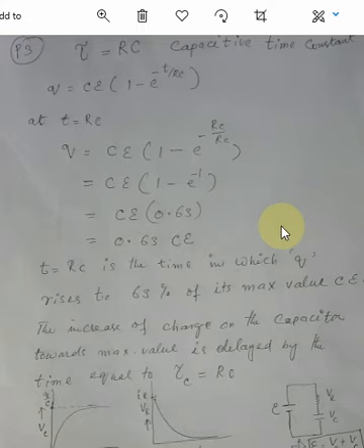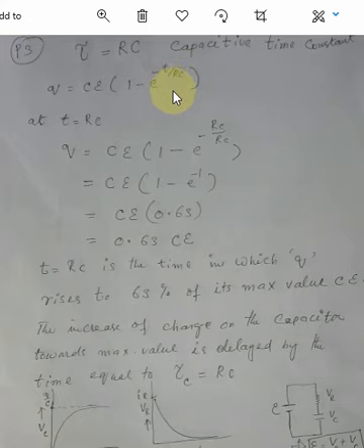Now let's see what happens if we put R equal to 0 in this equation. That is, if this resistor were absent in the circuit, then what will happen? Let's see this equation by putting R equal to 0 over here. If R is 0, the denominator of this power becomes 0, so anything divided by 0 is infinity. So e will be raised to minus infinity. That is, we will get 1 over e power infinity.